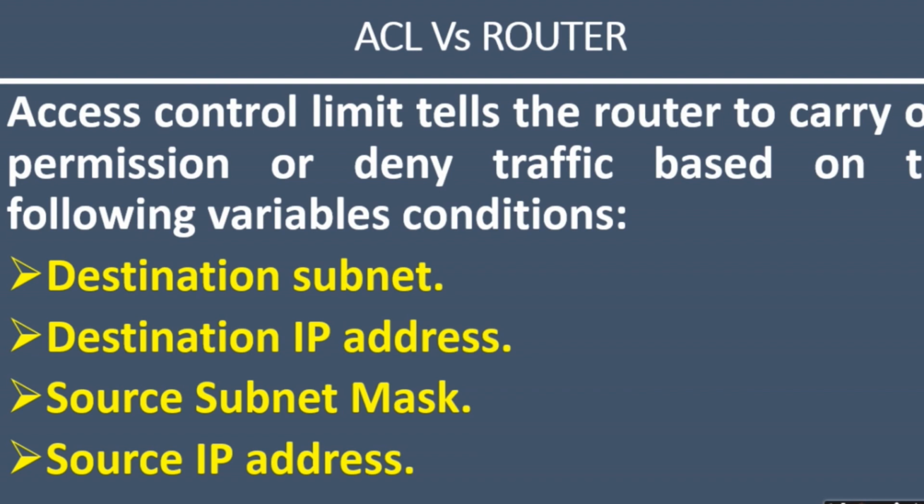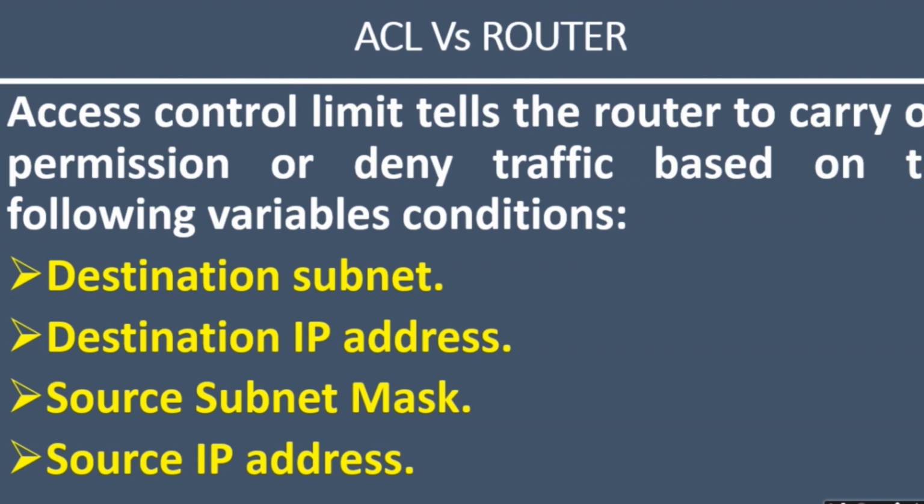So access control limit tells the router to permit or deny traffic based on the following variables. And what are those variables? One, we talk about destination subnet. All these are topics we will be looking at in our subsequent video. When access control is telling the router what to do based on these conditions, one of these conditions has to do with the destination subnet. What is the destination subnet?